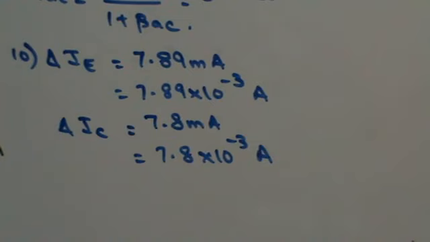What is the change in the base current required to produce equivalent change in collector current?